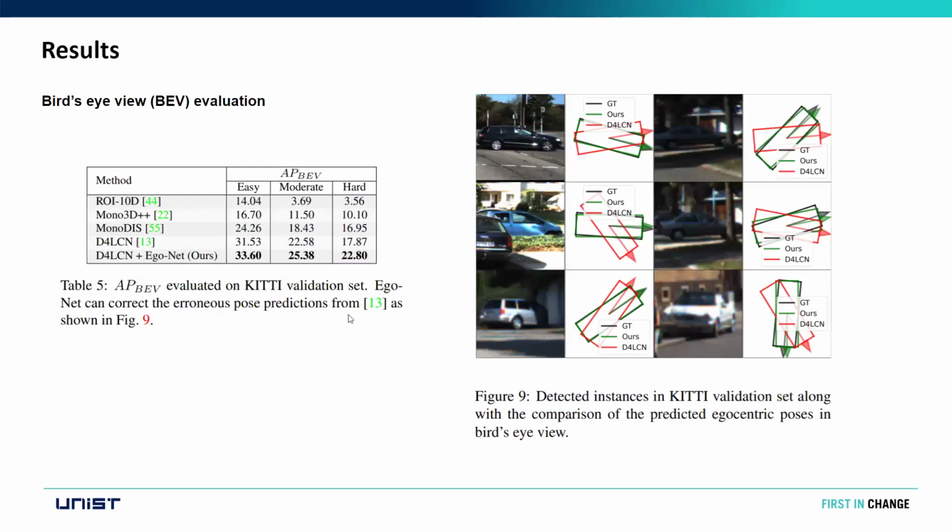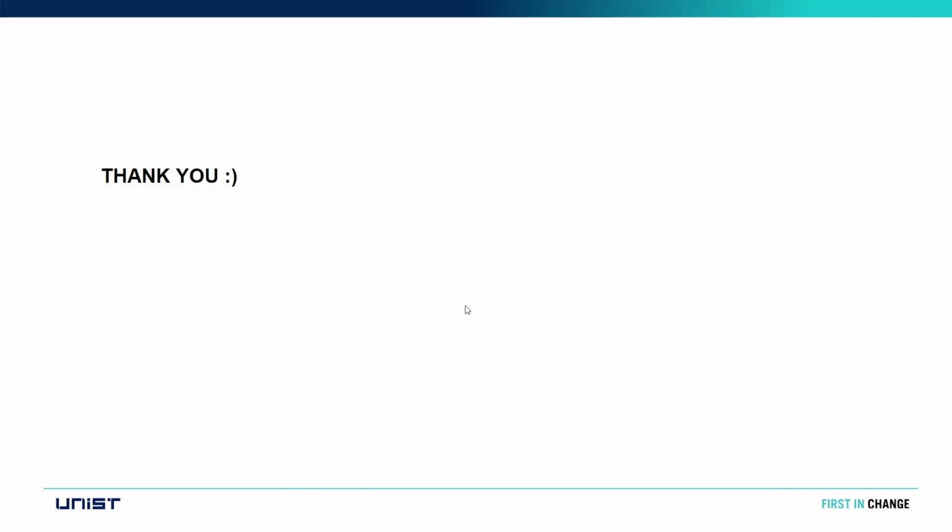So yeah, this kind of summarizes the benefits of using intermediary geometric representation for getting the 3D information from an RGB image. Yeah, that's all.